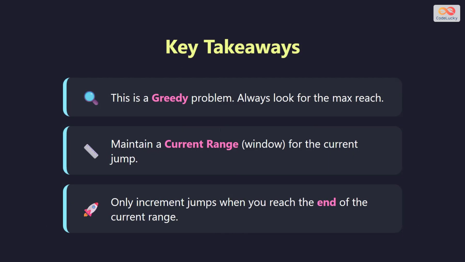To summarize, Jump Game 2 is a classic greedy problem. The key is to maintain a current range or window and always calculate the farthest possible reach from that window. You only increment your jump count when you are forced to move beyond your current window. This ensures the minimum number of jumps.